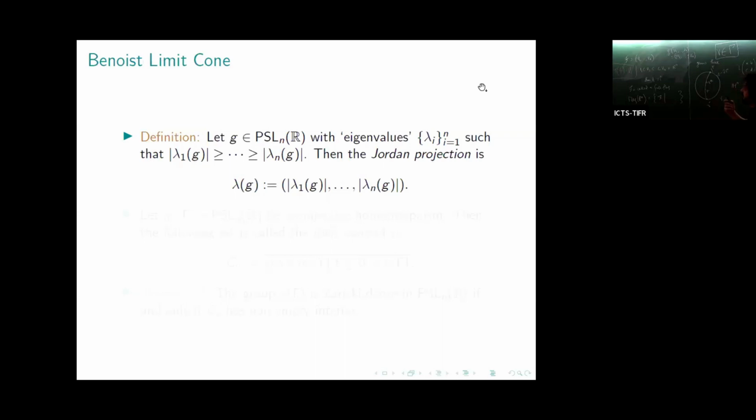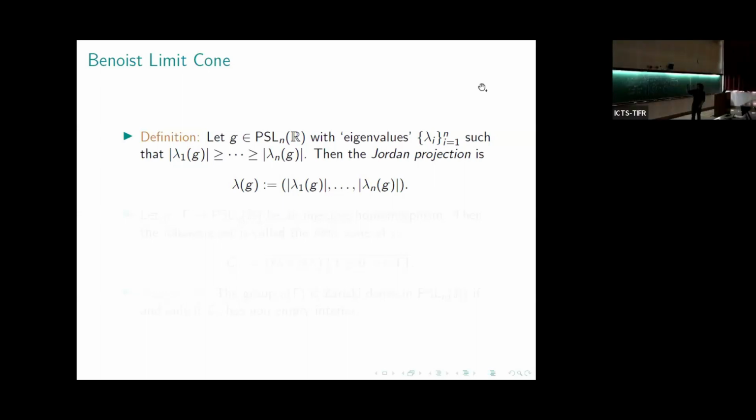So now let's define the Benoist limit cone. You take an element in PSL_n(R). I mean, it can be defined for any semi-simple Lie group. You take an element, take its different eigenvalues, take the modulus, and put them in a tuple. You call this the Jordan-Lyapunov projection, but I just wrote Jordan projection here. This can also be defined in a much more Lie theoretic way, and not just by taking the eigenvalues. I'm not giving that definition.